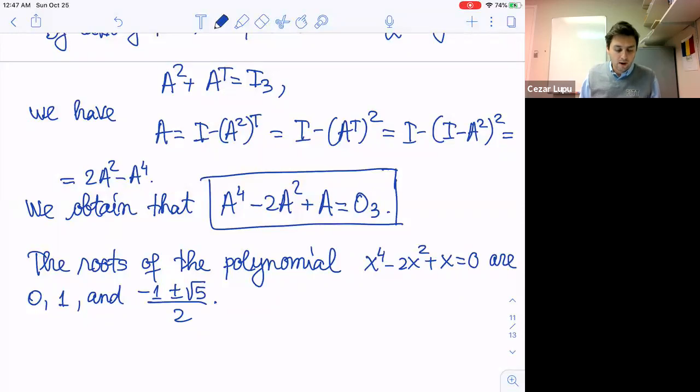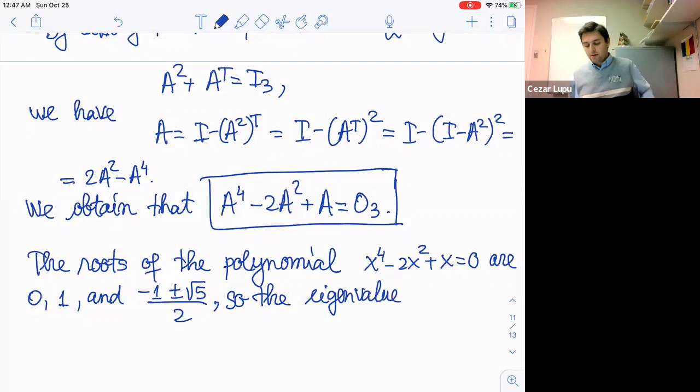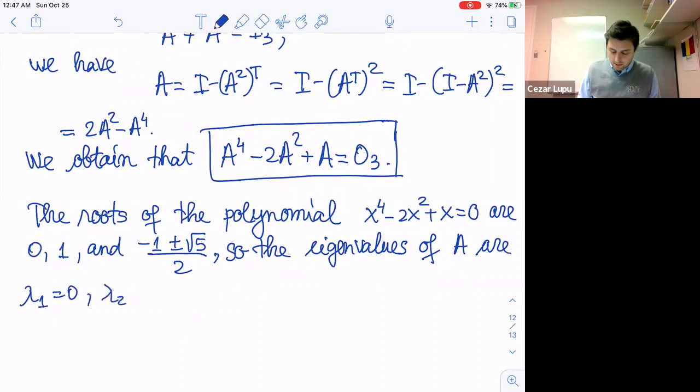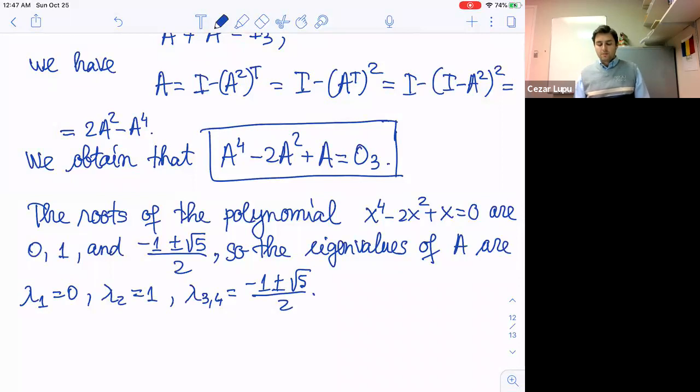So now since the roots are this, it follows, because by Cayley-Hamilton that will be 0, that the eigenvalues of A are, let's write them like this: lambda 1 is 0, lambda 2 is 1, and lambda 3, 4 are -1 plus minus square root of 5 over 2. So these are the eigenvalues.